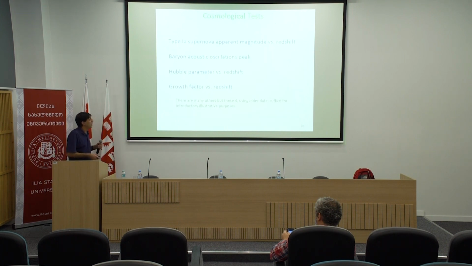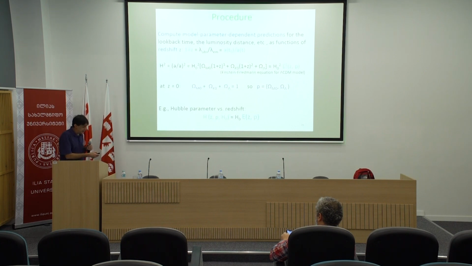So we have these models, and we can take predictions from them and compare those predictions, and I just want to use a few observations here for illustration. So we'll talk about type 1a supernovae, apparent magnitude as a function of redshift, baryon acoustic oscillations as a function of redshift, the Hubble parameter as a function of redshift, and the growth factor as a function of redshift. And here's the general procedure for doing this. You want to compute from your model predictions that depend on the parameters of the model. And we talked about the parameters.